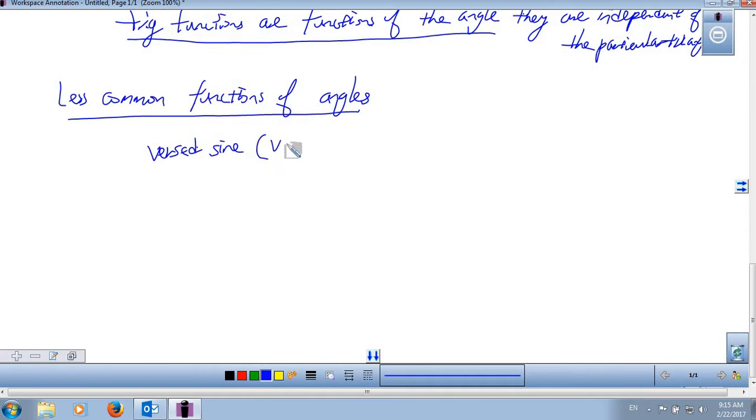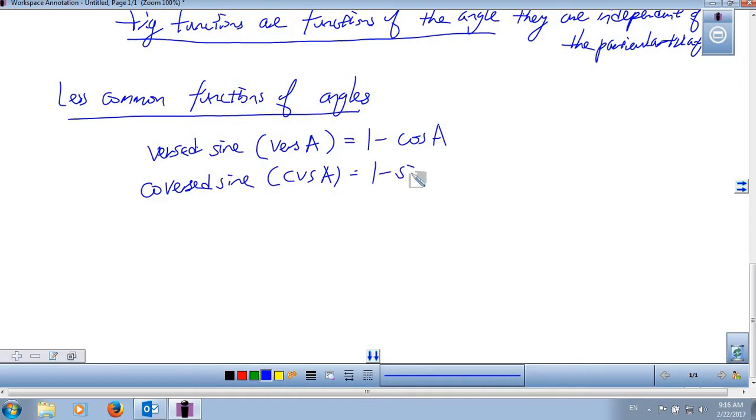Versine is written VERS, vers A. Versine A is equal to 1 minus cosine A. So these functions are not functions of ratios. They're functions of the angle, but they don't return ratios. They return a relationship between sine and cosine. So we have versine, and we have coversine. The coversine, CVS, is equal to 1 minus sine A.